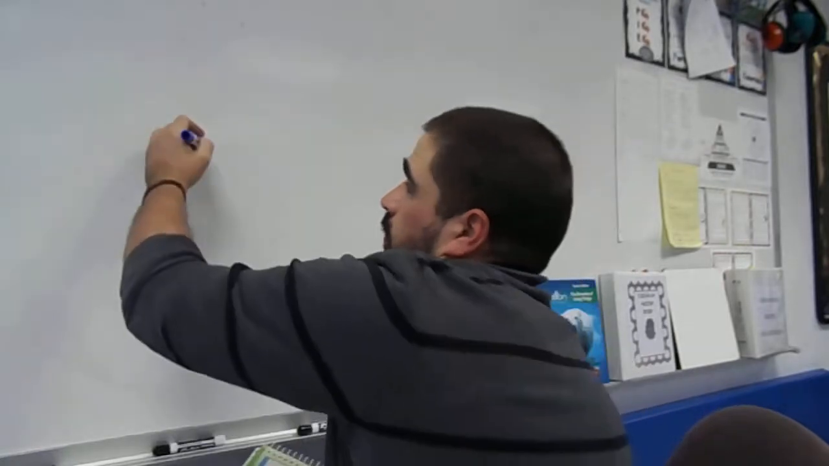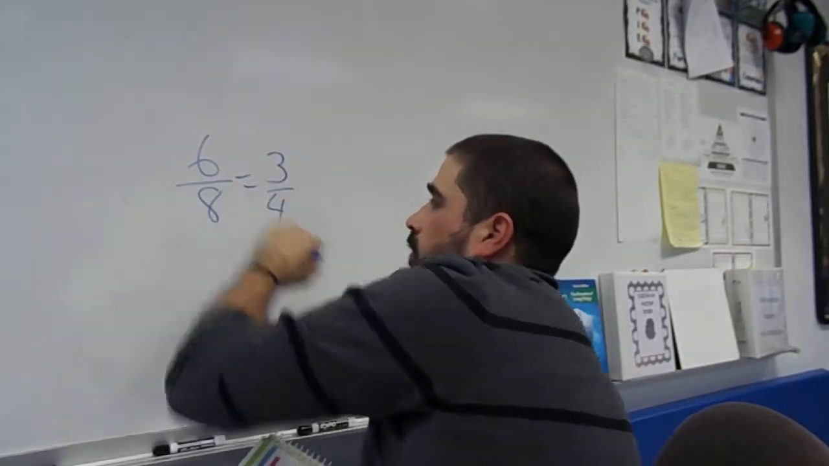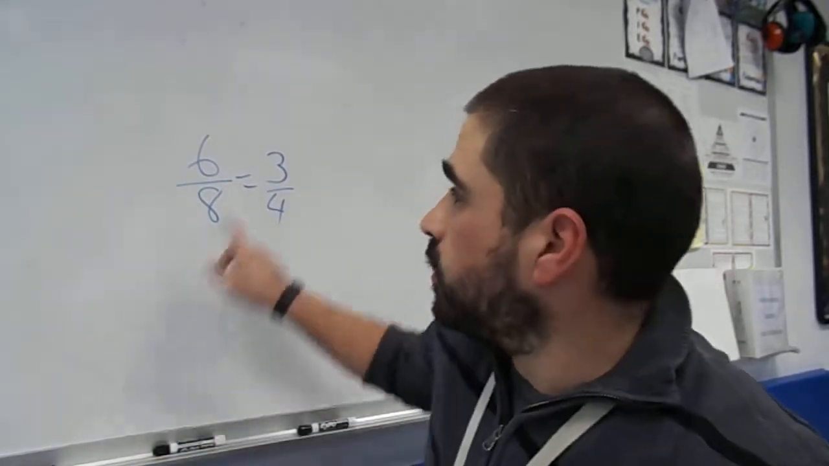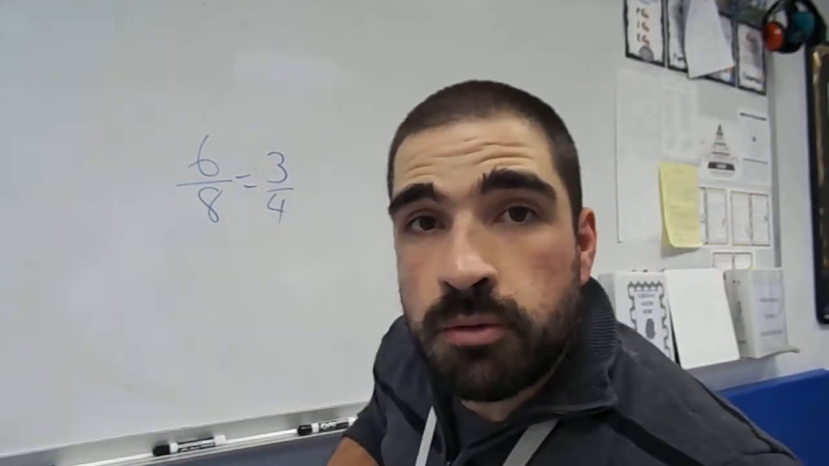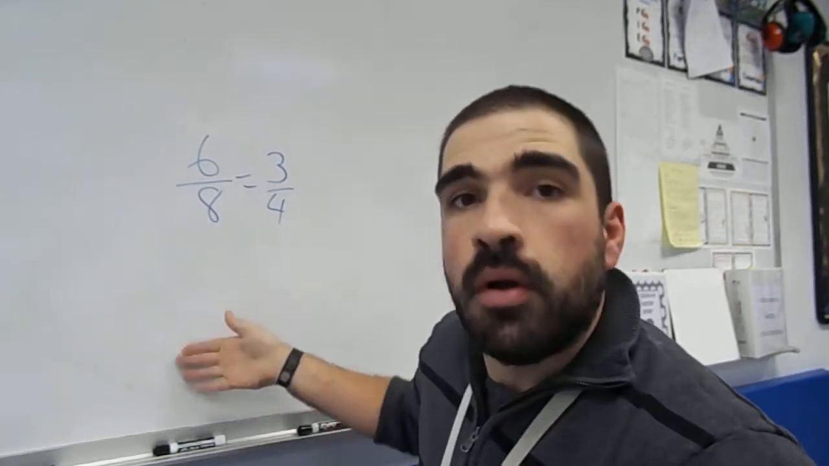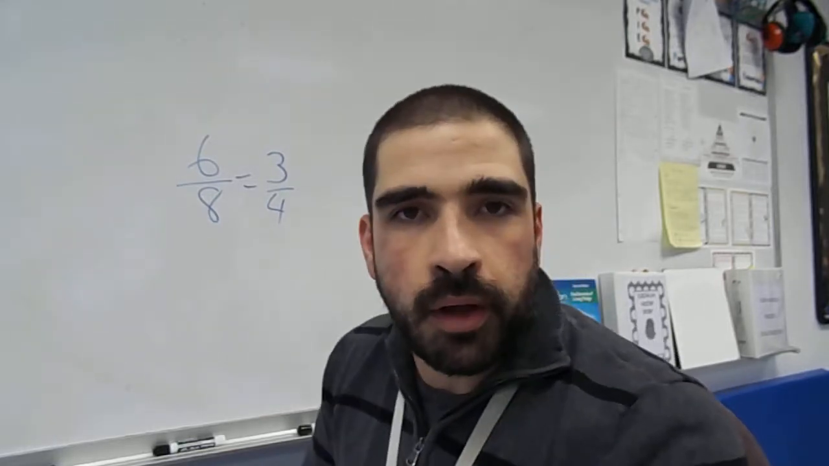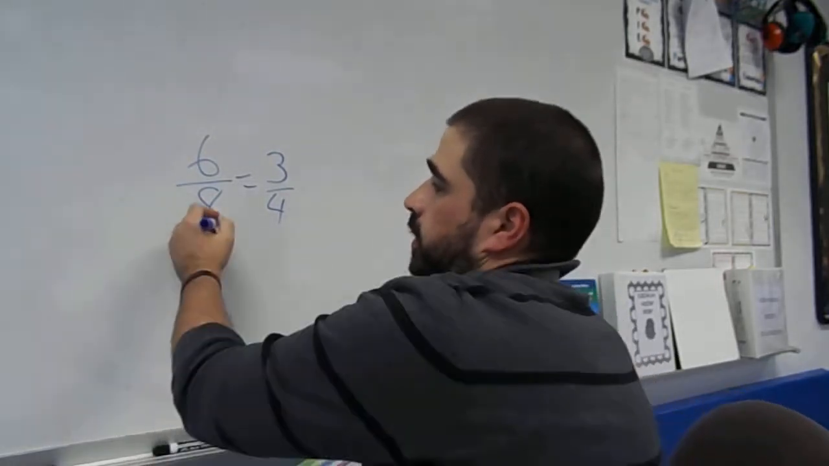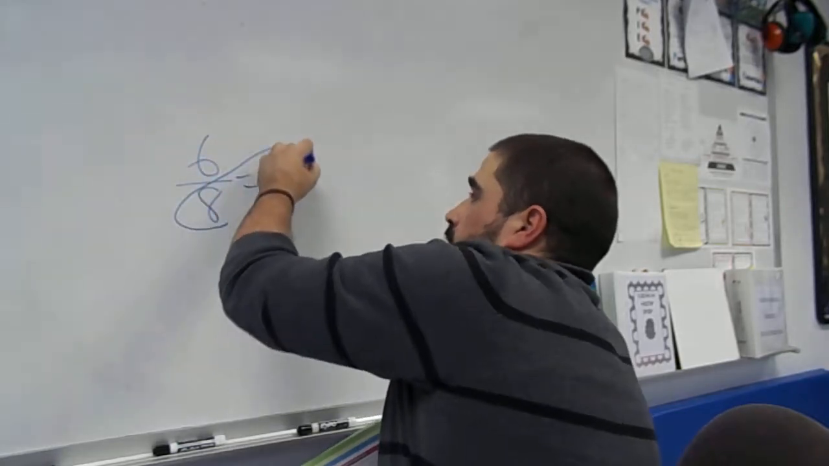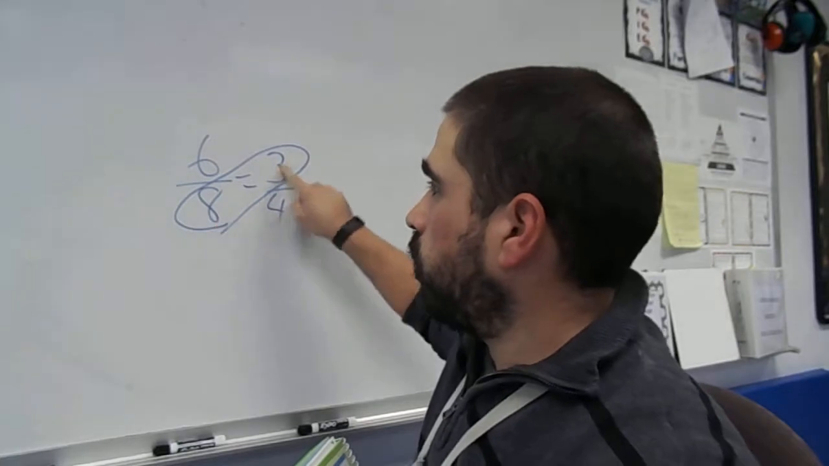All right, so first we have to set up our problems. I see 6 over 8 equals 3/4. What I want to know is, are these two numbers proportional? Well, we don't know right now. I guess we could divide them out, but we're going to go through some work here to show it. To cross multiply, all you're going to do is take the bottom from one side and cross it over to the top.